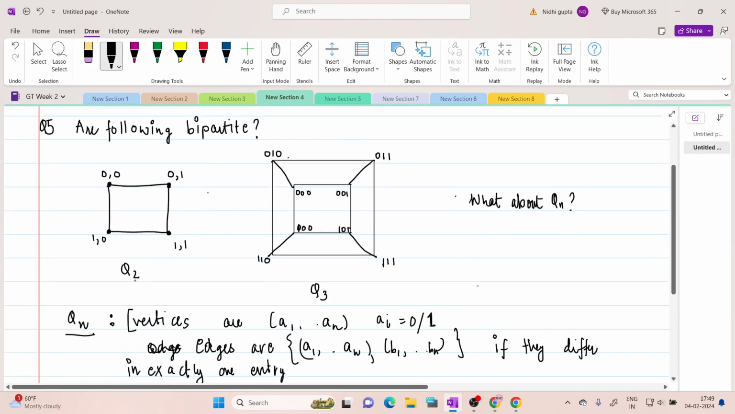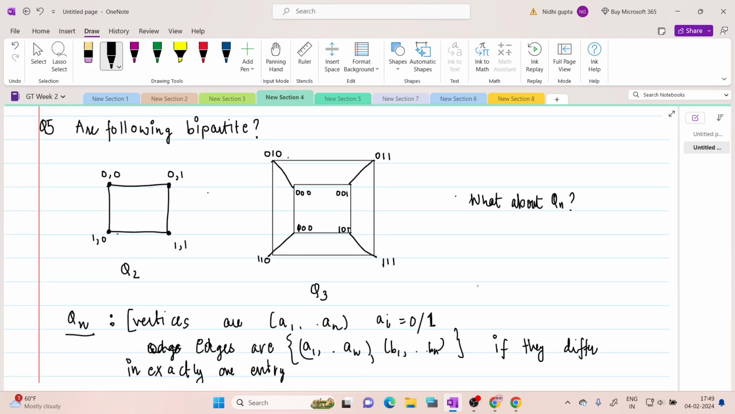If it is Q2, what are the possibilities? Either 0 0, 0 1, 1 0, or 1 1. There is an edge only if they differ in one entry. So 0 0 and 1 0 differ only in the first entry, therefore there is an edge between them. But there is no edge between 0 0 and 1 1 because they differ in two entries. Is everyone clear about the definition of Qn?